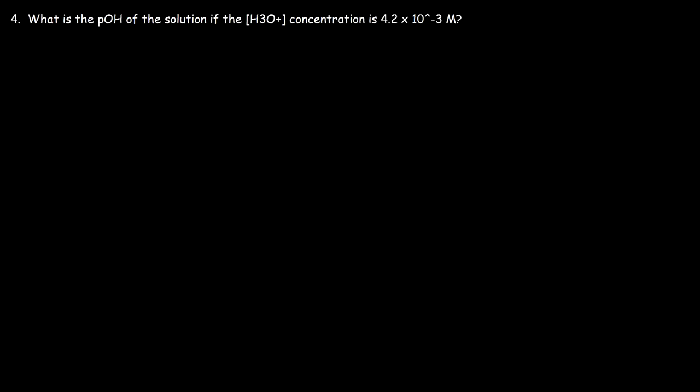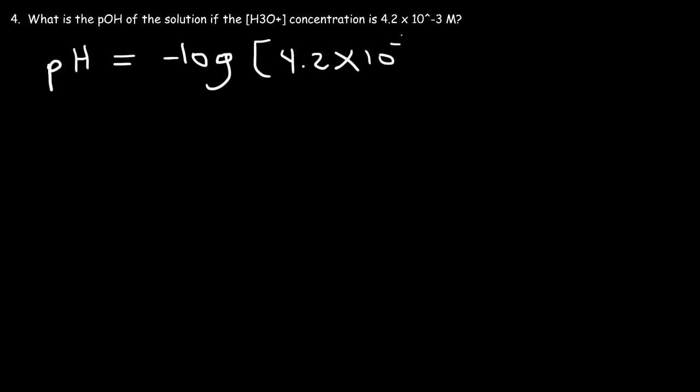Number 4. What is the pOH of the solution if the H3O plus concentration is 4.2 times 10 to the minus 3? So go ahead and pause the video and try this if you want to. Now the first thing I recommend doing is calculating the pH of the solution, which is negative log of the hydronium ion concentration, which we already have, and that's 4.2 times 10 to the minus 3. So looking at this number, we know that the pH is going to be somewhere between 2 and 3.